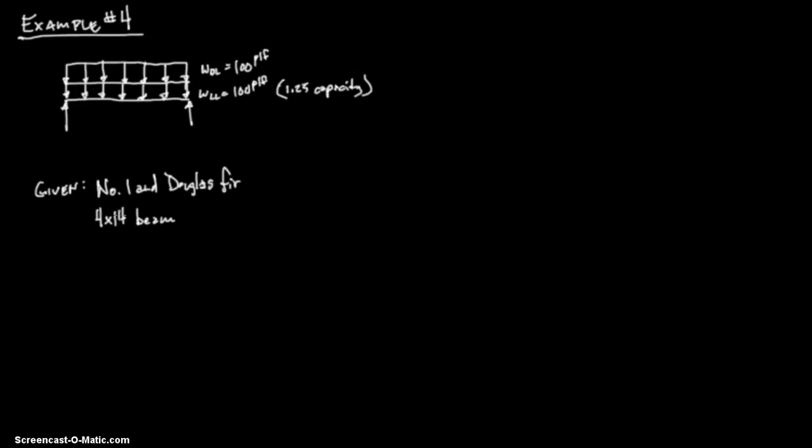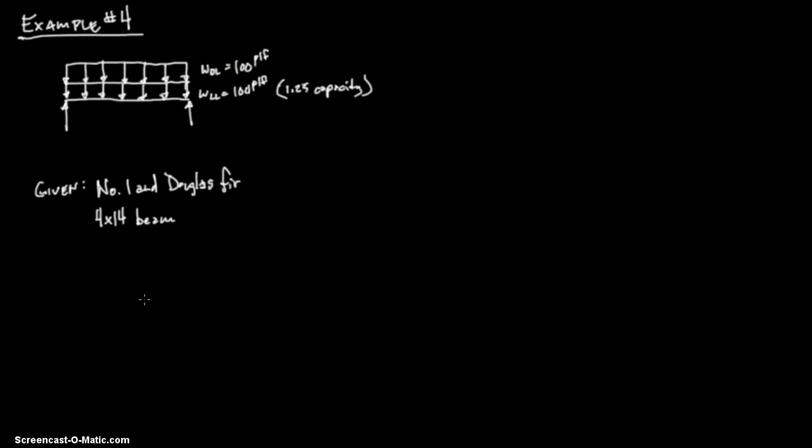Welcome to Lesson 3, Example 4, and it is asking what is the total deflection of the 4x14 beam in Example 1, and I've got to draw Example 1 up there again. Assuming that the beam supports plaster, does it meet the UBC criteria?